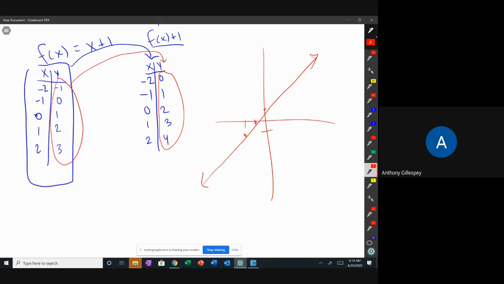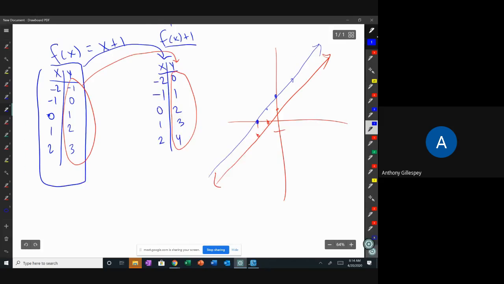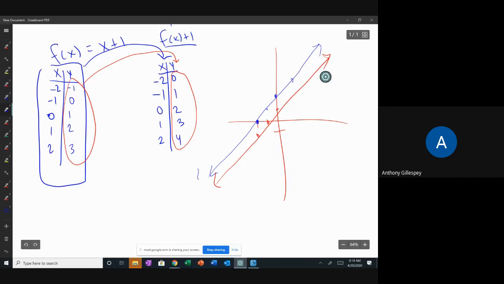So that's what f of x equals x plus 1 looks like. And if we look at these new points, I'll do it in a different color, -2 is 0. -1 is 1. 0 is 2. 1 is 3. And you can see what's happening. What's mathematically happening, I want you to see this, is each of the points is moving up 1 on the y.